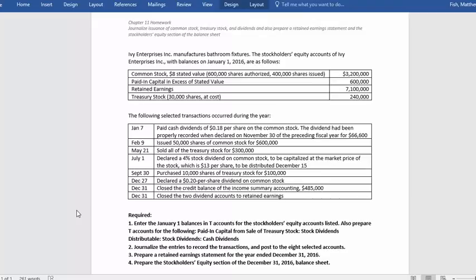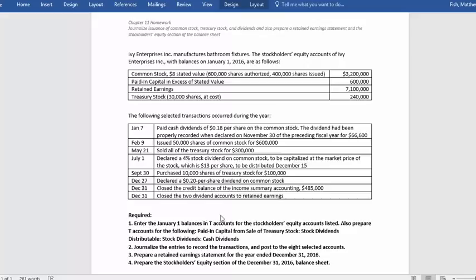Since this problem is so large and so long, I'm choosing to break the video up into two sections. So this first video will walk you through the first two requirements listed here. We'll create the T accounts, and then we'll walk through each of the journal entries for the transactions that are stated above here.